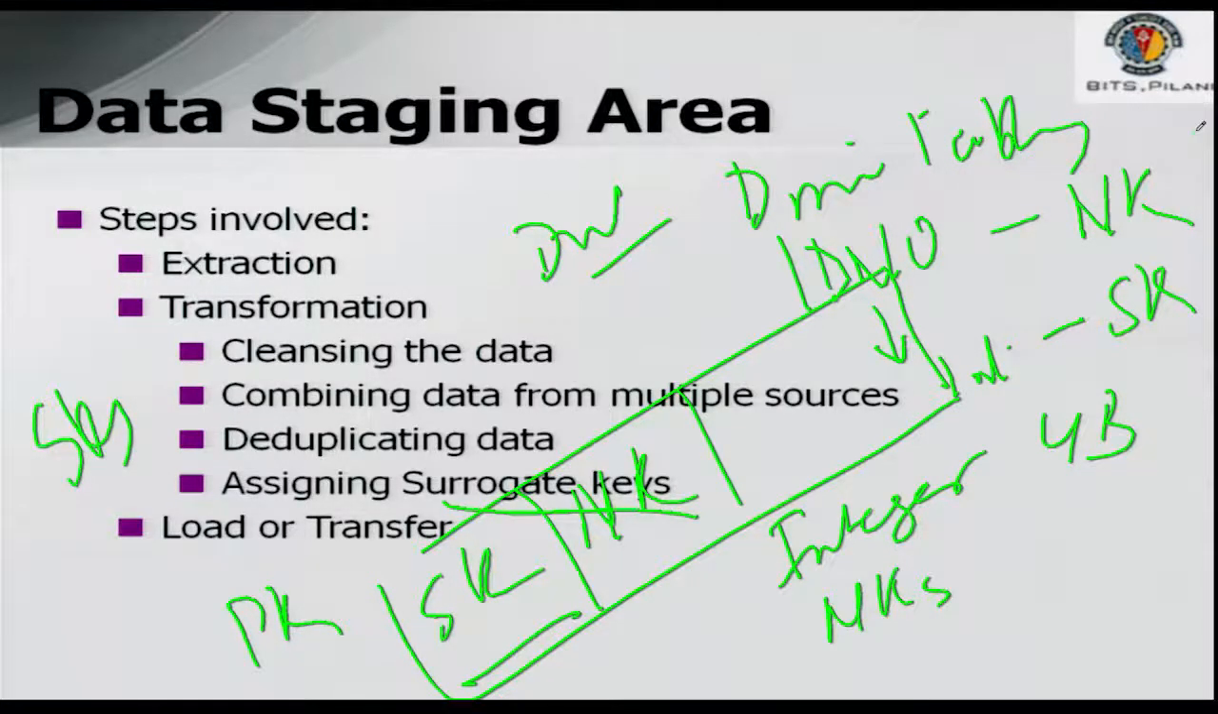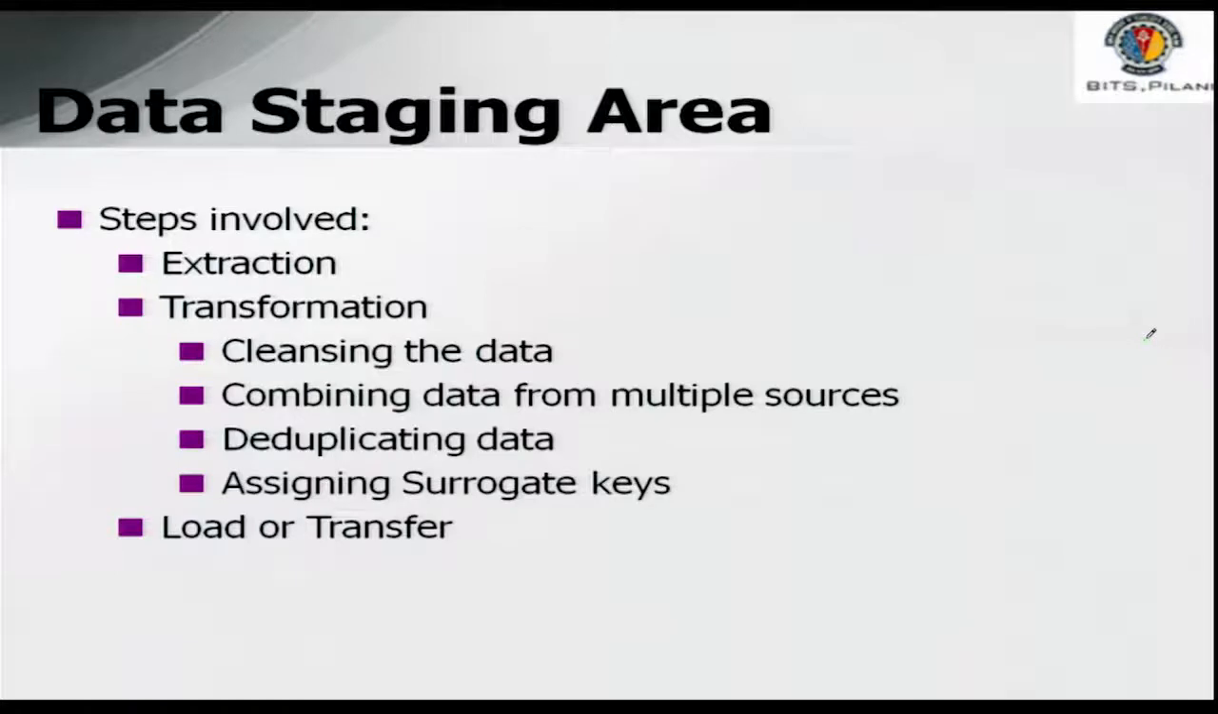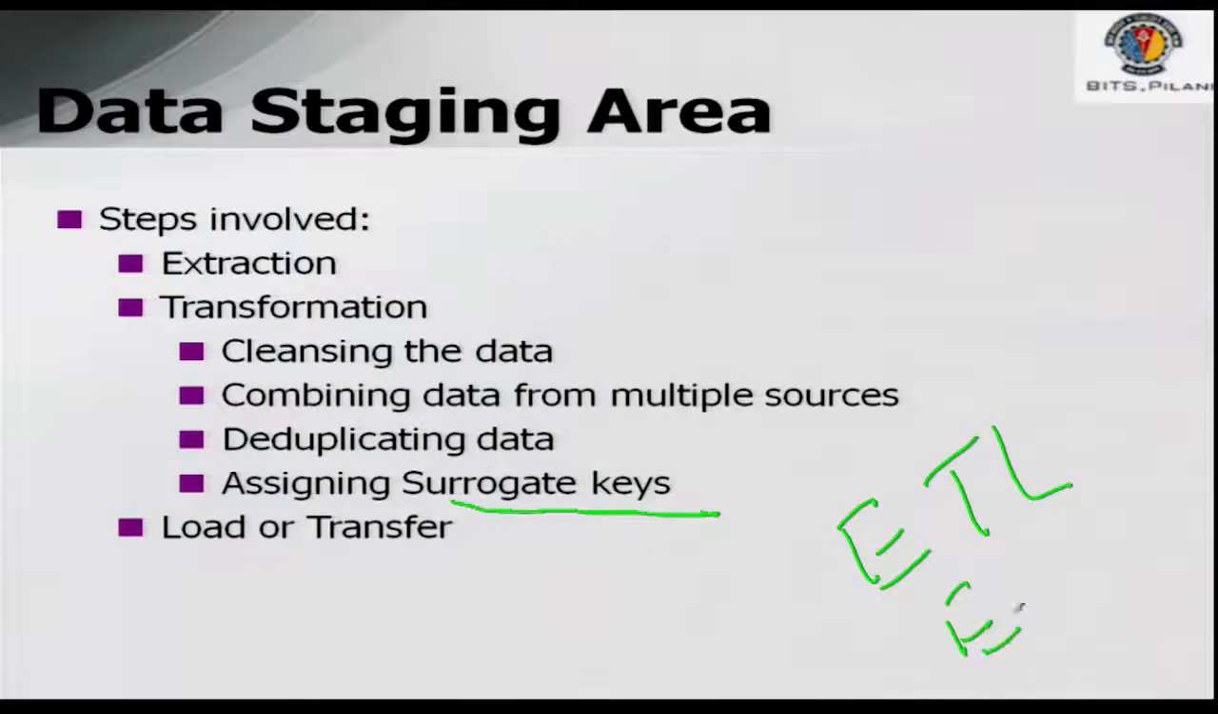So generation of surrogate keys is a very, very important task. And then finally we load the data, or we transfer the data onto the data warehouse. So you will come across terms like ETL, which is more commonly used, but you will also see terms like ETT, that is extract, transfer, transform, and transfer. So both these terms are used interchangeably.